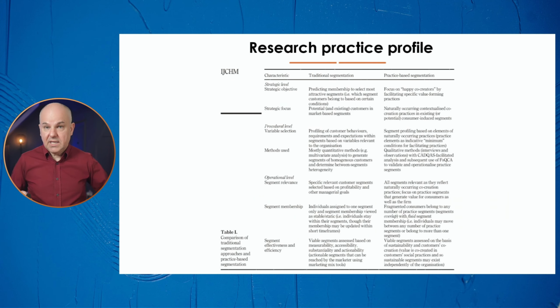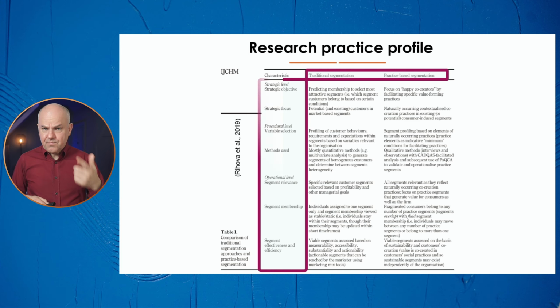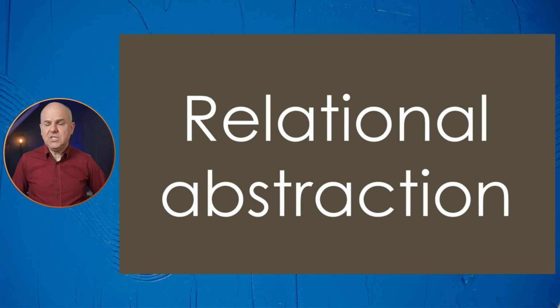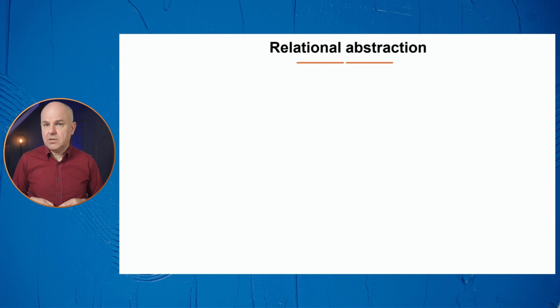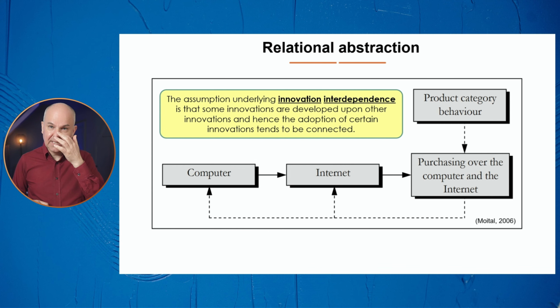We can even use it to profile research practices. So in this instance, it's about comparing 2 types of segmentation: traditional segmentation and practice-level segmentation. And we can do it along a number of characteristics or dimensions to illustrate the abstract differences between the 2 types of research practices. We can use abstract thinking for relational abstractions. This is from my PhD. It's the conceptual framework from my PhD.